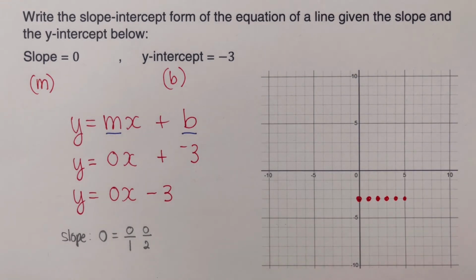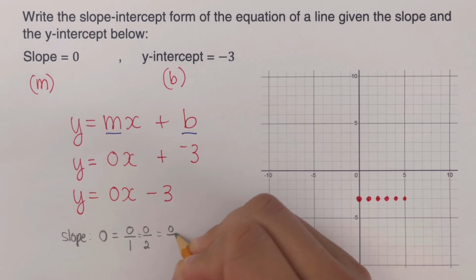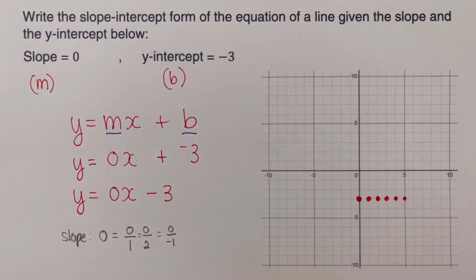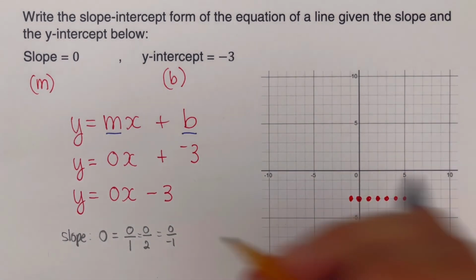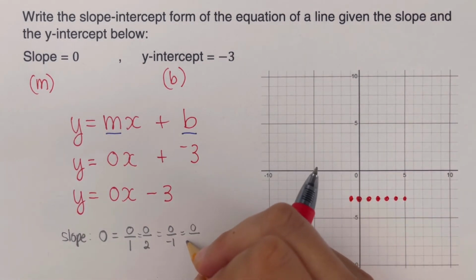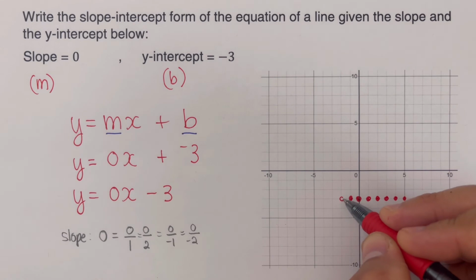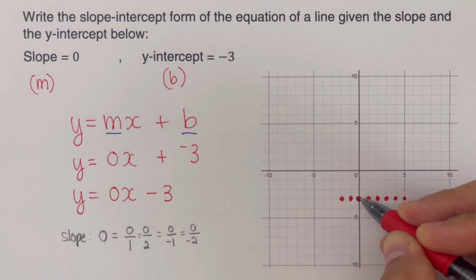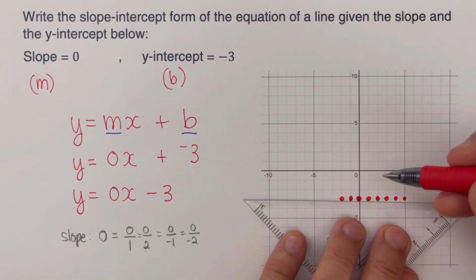On the other hand, this could also mean 0 over negative 1. This tells us that I don't go up or down, but I go to the left 1. So left 1. This can also mean 0 over negative 2. So I'm not going up or down, but I will go to the left 2. So I go to the left 2 from the y-intercept. And so we can go ahead and sketch the line of this equation that we have right there.